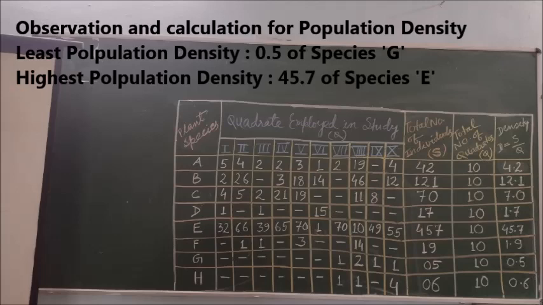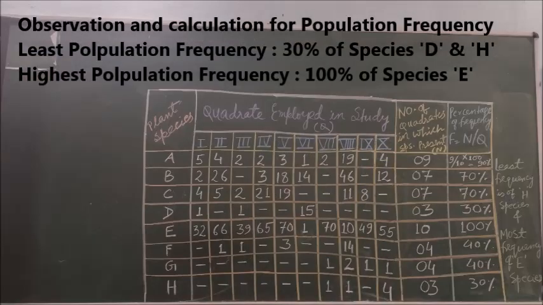So in this way we can find the density of all the species, and a conclusion may be drawn from the table that the least density is of species G, that is 0.5, and the highest density is of species E, that is 45.7. So in this way you can calculate the density.